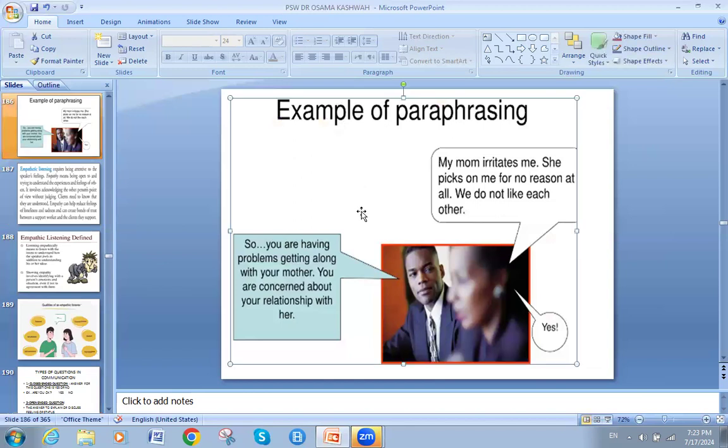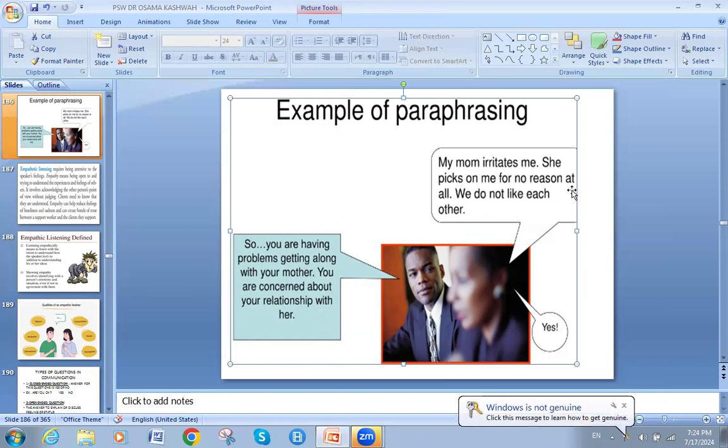So here is an example of paraphrasing. This lady is saying, my mom irritates me. She picks on me for no reason at all. We do not like each other. Then he told her, so you are having a problem getting along with your mom.